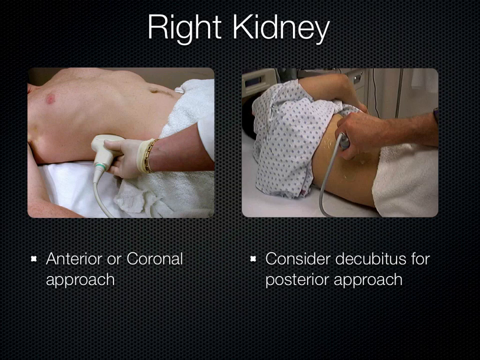Okay? All right, so now on that right kidney, there's really a couple ways to look at the kidneys. You can come from the side of the body, which we call coronal. And there we are approaching it from the side of the body. And sometimes you get really good views of the kidney just straight off the bat looking coronally.